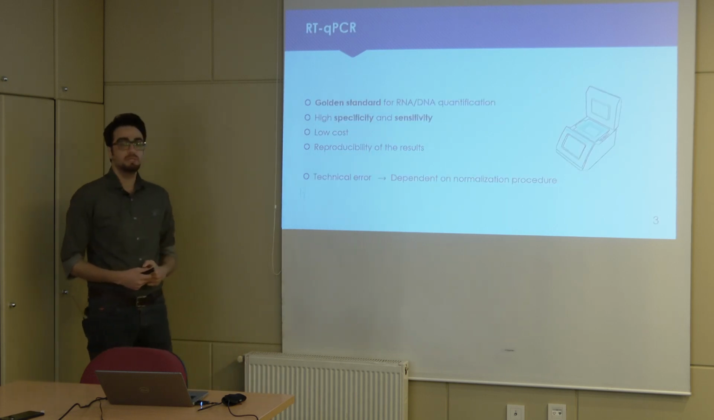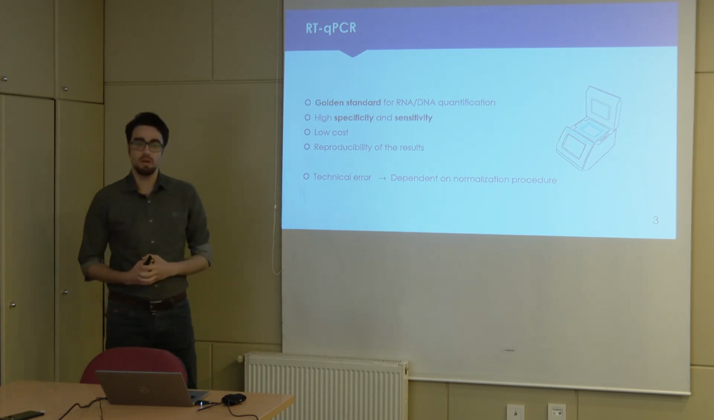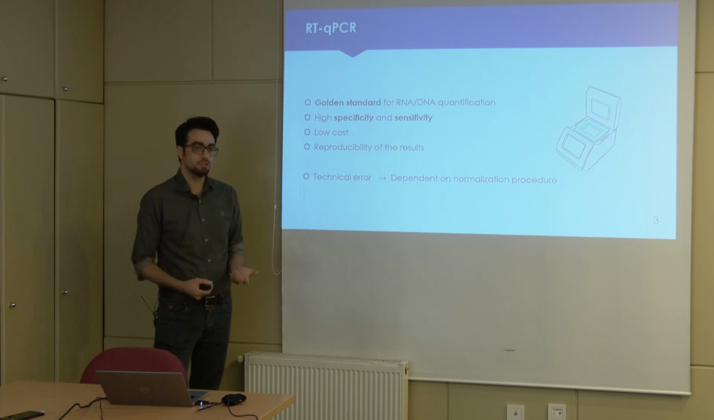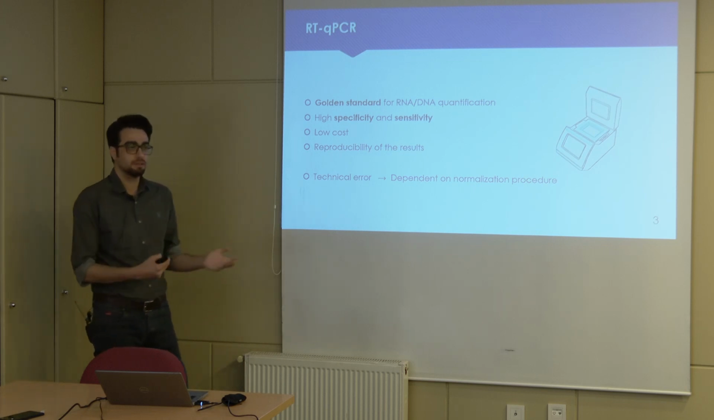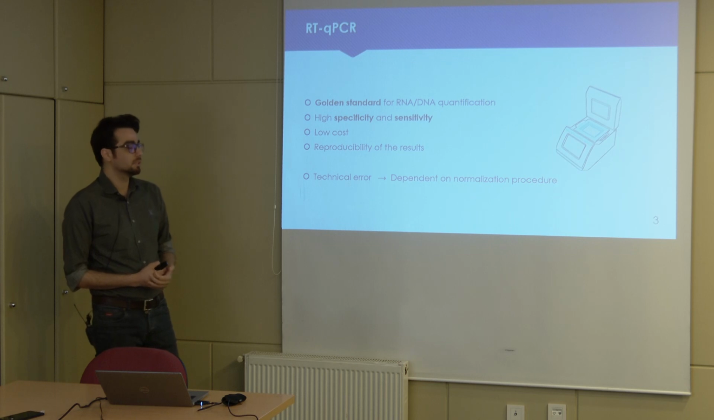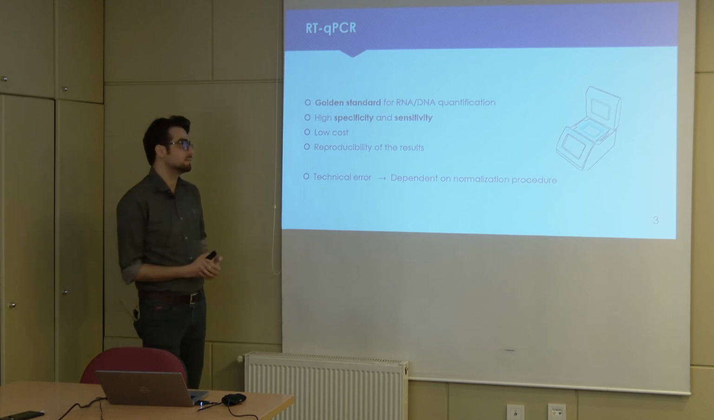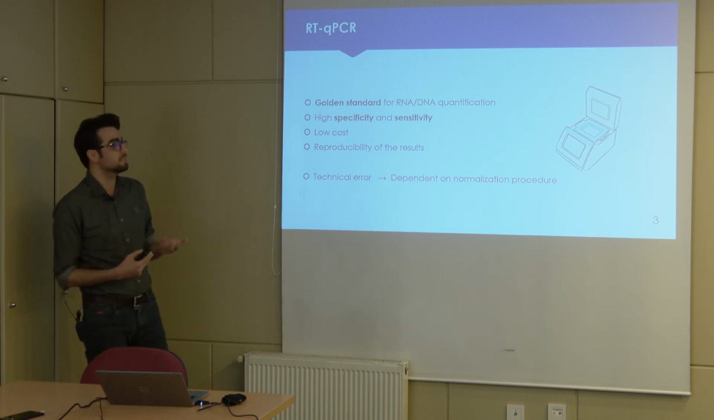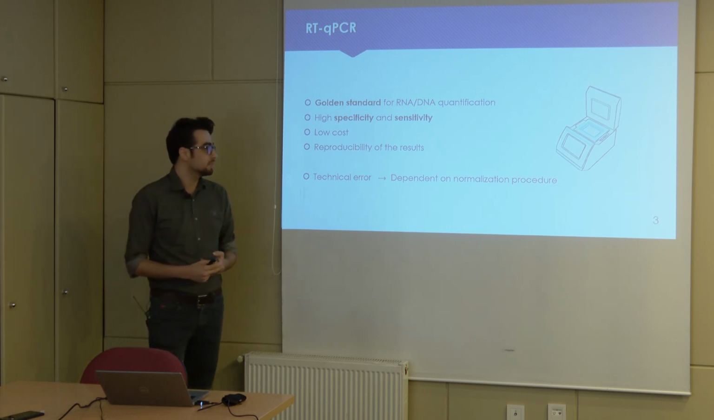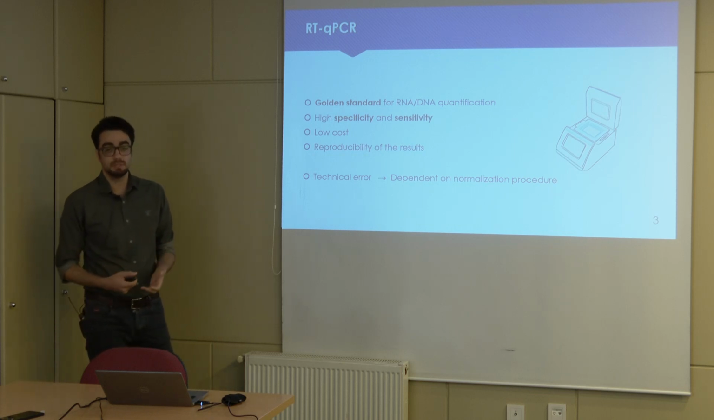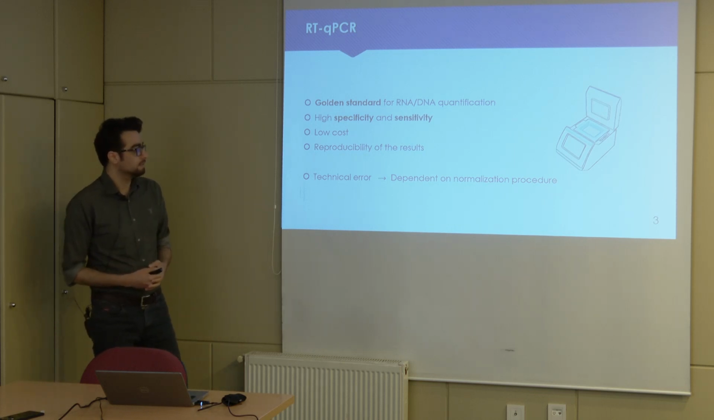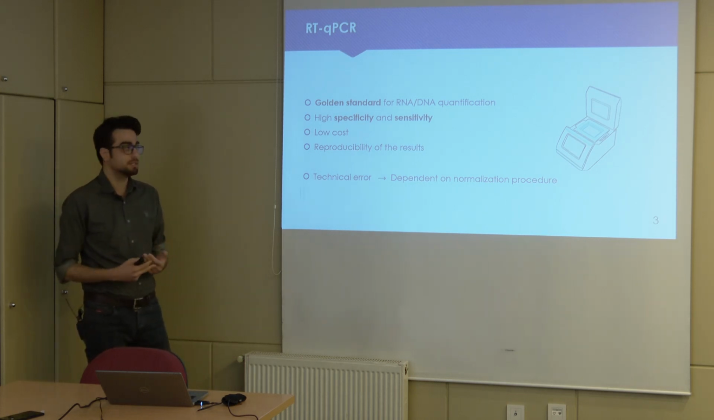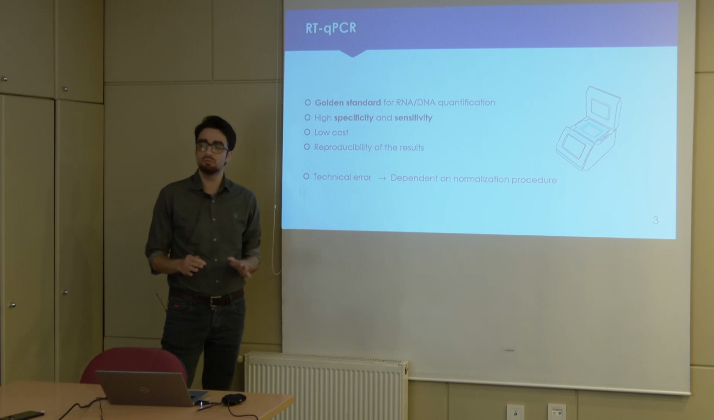So real-time qPCR is the gold standard for RNA and DNA quantification. They use it for the verification of the results after, for example, other NGS technologies like RNA-seq and so on. And it's because of high specificity, sensitivity, and low cost, and also the reproducibility of the results. But due to its technical errors, it's highly dependent on the normalization procedure.